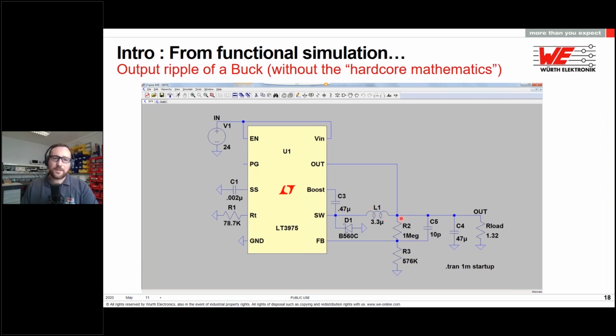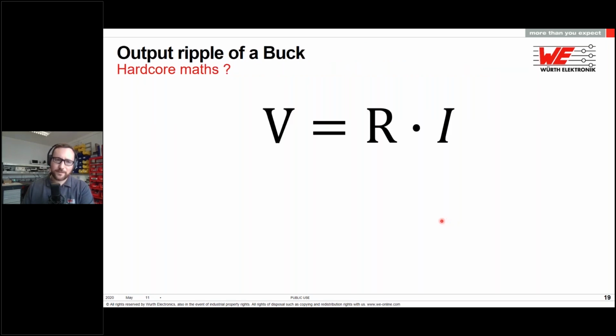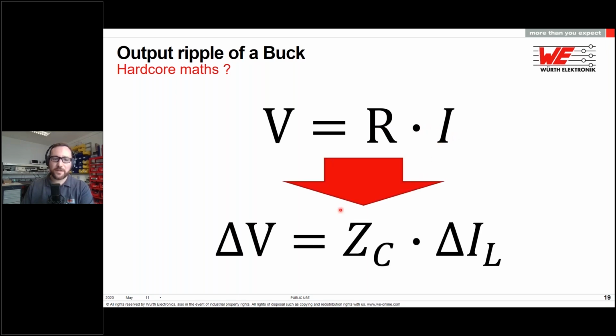But is it accurate, and is it really saving you the outcome mathematics calculation that comes with the output ripple calculation? So when we're talking about outcome mathematics, we're talking about this. So you might already know it. I hope for you. So the voltage equals the resistance multiplied by the current. So there is nothing more complicated to say that the ripple voltage equals the impedance of my capacitor multiplied by the ripple current.